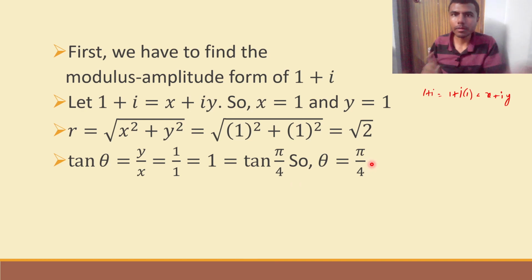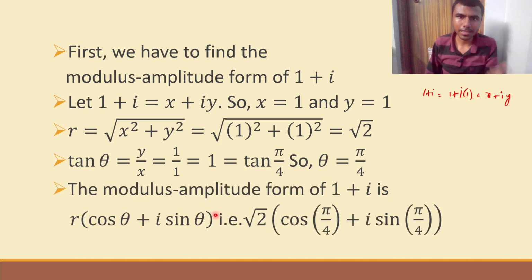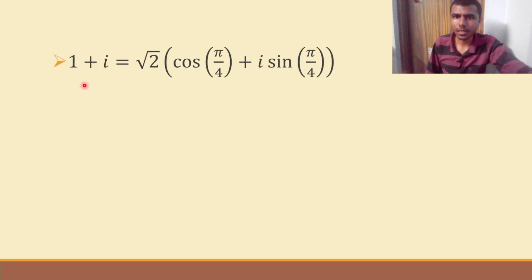Okay. Now I got my r, I got my theta. Now all that's left is to find the modulus amplitude form. The modulus amplitude form of 1 + i is r(cos theta + i sin theta). That is, r is root 2, theta is pi by 4. Root 2 into (cos pi by 4 + i sin pi by 4). Till now it's clear? Fine. So now 1 + i is equal to root 2 (cos pi by 4 + i sin pi by 4). That's how I'm going to start the next step.